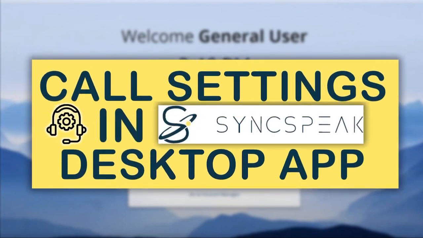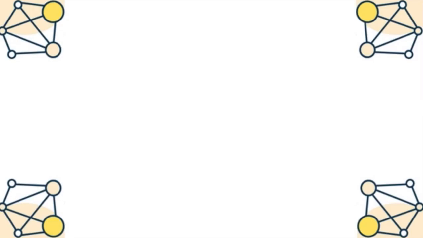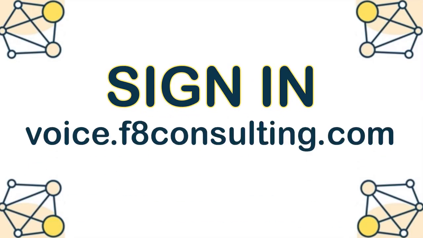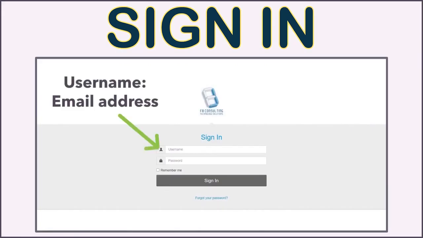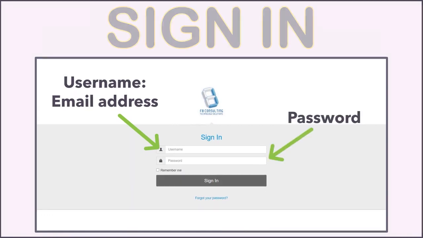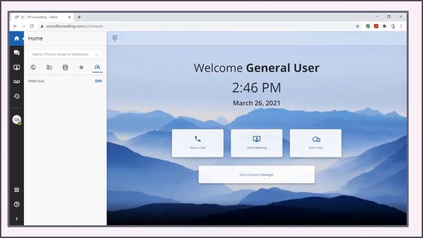Today's video will be going over the SyncSpeak desktop app and how to manage inbound call settings from your desktop app. To get started, first things first, you will sign in by going to voice.f8consulting.com. Once there, you will be prompted to enter your username, which will be your email address, and your password. Once this is all typed in, you will be taken to your home screen.